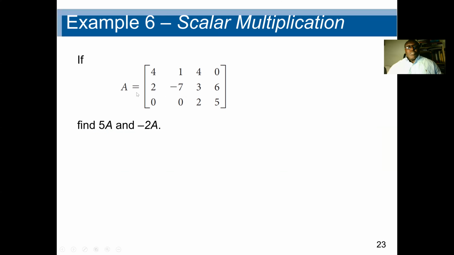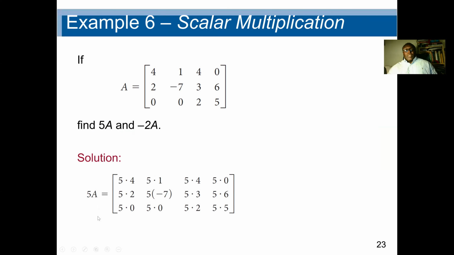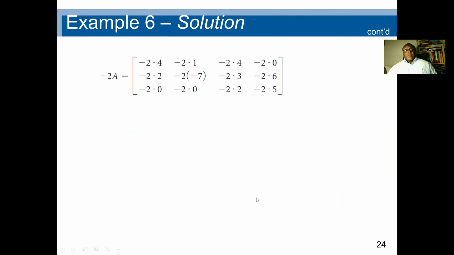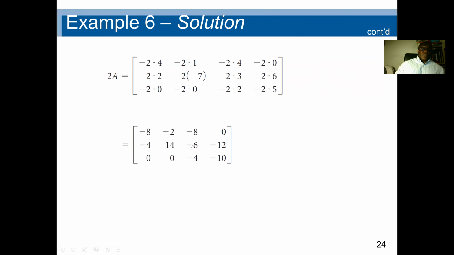We have a matrix A, which is given to us, and it's 3 by 4. We should find 5A. 5A means we're going to multiply 5 by all the terms in the matrix. Negative 2A is also the same thing. So we can see 5 is multiplied by each term, and this will be the final result. Now, the second is negative 2A. So multiply negative 2 by all the elements in the matrix, and that will give us this value.